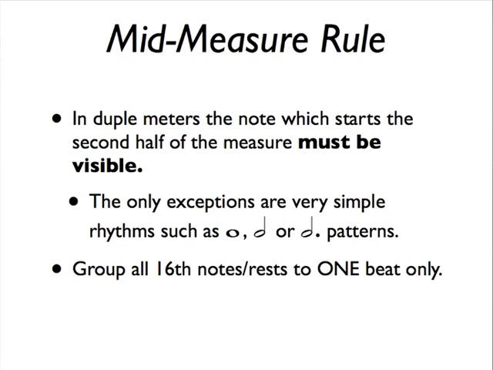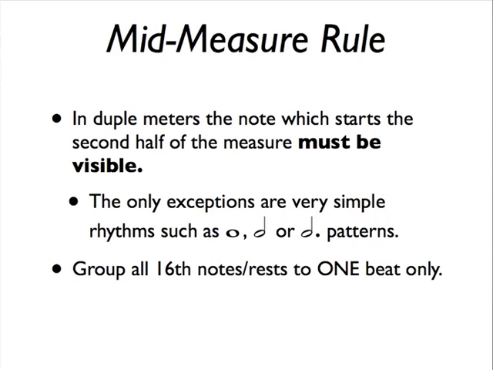The mid-measure rule refers to meters that have an equal number of beats. So if there are 2 beats in a measure or 4 beats in a measure, anything that's an equal number of beats, the mid-measure rule applies. And what the mid-measure rule says is that the note that starts the second half of the measure must be visible. So if we have 4/4, there are 4 beats in a measure, you have to see the note that would land on beat 3.